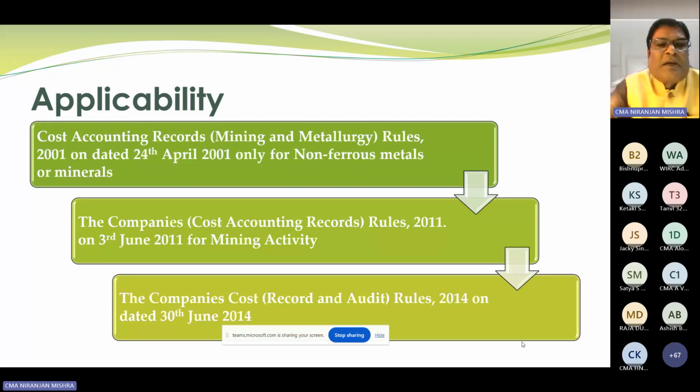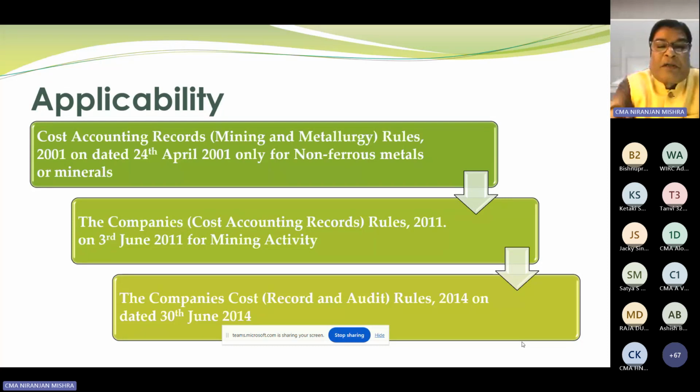That's the applicability. The Cost Accounting Records (Mining and Metallurgy) Rules 2001, dated 24th April 2001, only for non-ferrous metals or minerals. Our profession got into cost records maintenance by virtue of the rules 2001, and interestingly only non-ferrous metals were covered. Non-ferrous means chromite, bauxite, limestone, chondrite, all these are covered, but iron ore and manganese were not covered in the said rule. However, the Companies (Cost Accounting Records) Rules 2011, issued on 3rd June 2011, covered all the metals and minerals, both ferrous and non-ferrous.